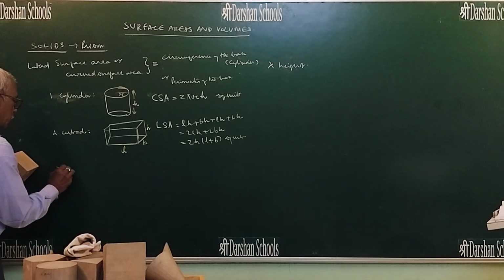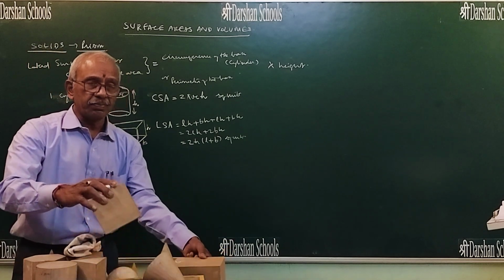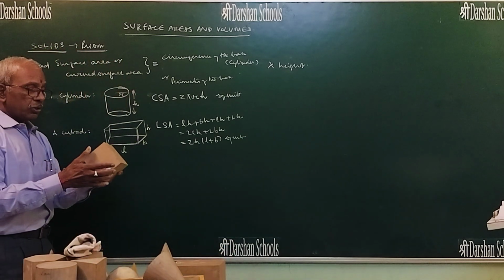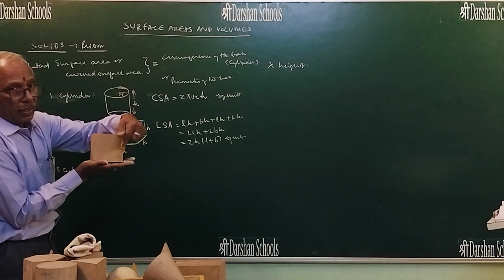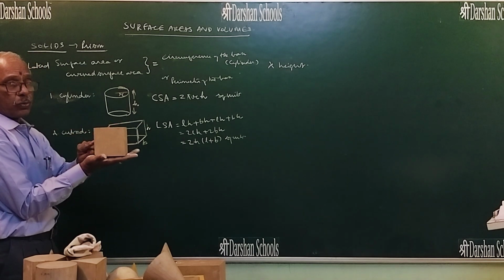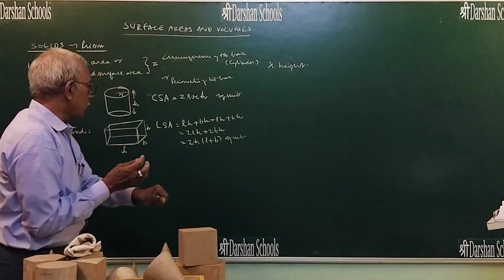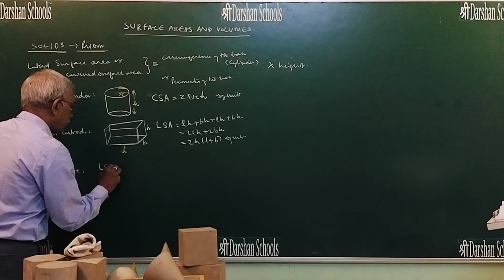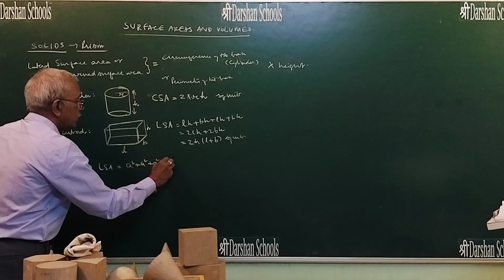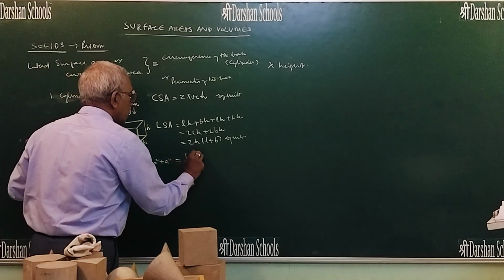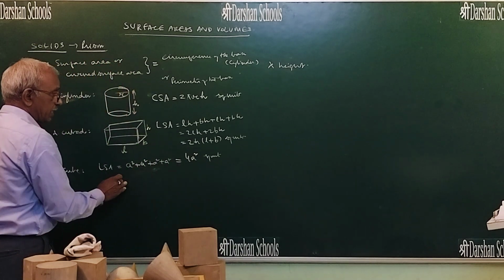Now, in the case of a cube, all the sides are the same size. If I take this cube this way, it is A into A here, A into A here, A square here, A square here. So you have 4 surfaces, 4 into A square, which is 4A square. The lateral surface area is A square for the first surface, and the second, third, and fourth surfaces too, so all 4 lateral surfaces give 4A square square units, in the case of a cube with side A.